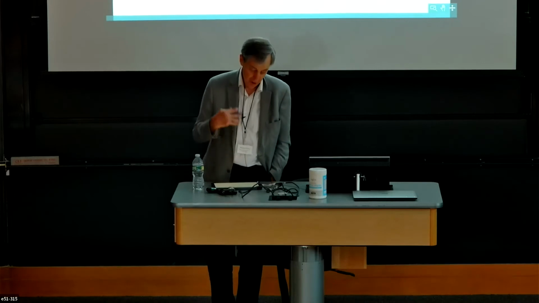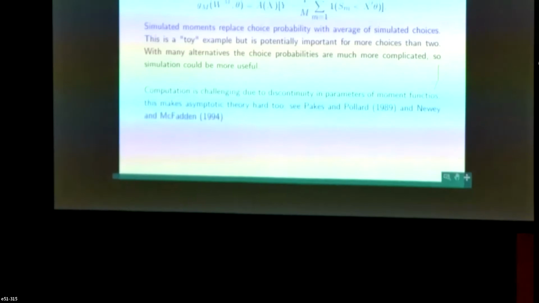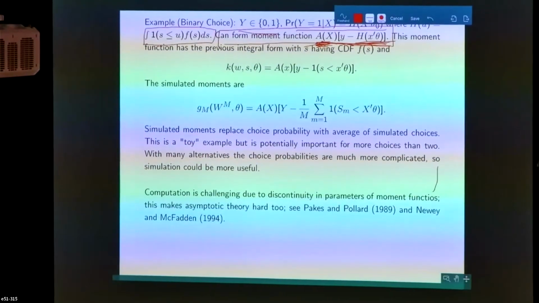We don't need to do this, but we could try doing the same thing. A lot of the issues that come up with method of simulated moments, you can see in this very simple example. That's why we do it. So you've got this integral. Let's do simulation. This is an integral over S. You can just take A of x times y minus the indicator function for S, where S again is epsilon here, less than x prime theta.